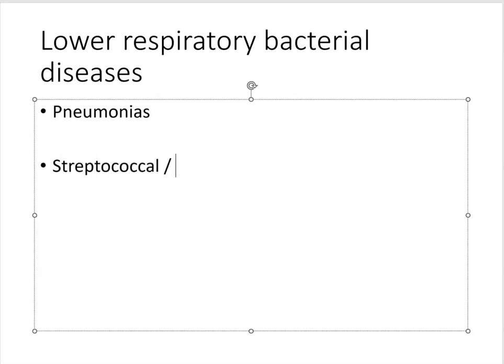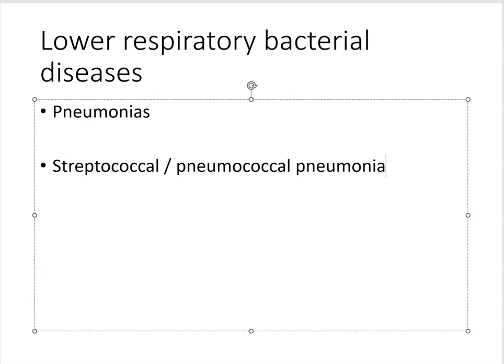Streptococcal or pneumococcal pneumonia is the first one. So this is the most common serious pneumonia. This is what older people will get after they get influenza. Influenza somehow makes it easier for streptococcus to attack someone's lungs.